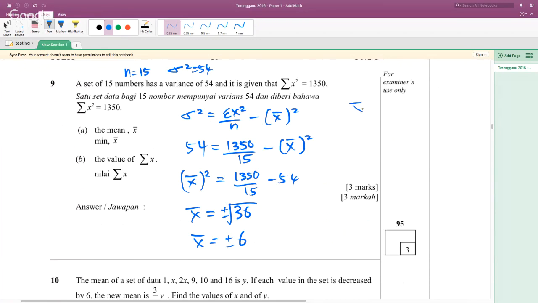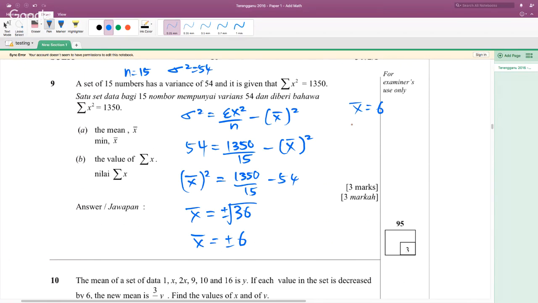So let's say the sum of x. Let me see whether the marking scheme takes positive or negative, or takes both. Yeah, it takes positive only. I'm not sure why, but as an MF student, we should have positive and negative. Then the mean equals 6.